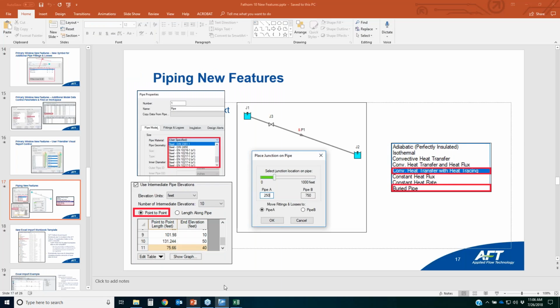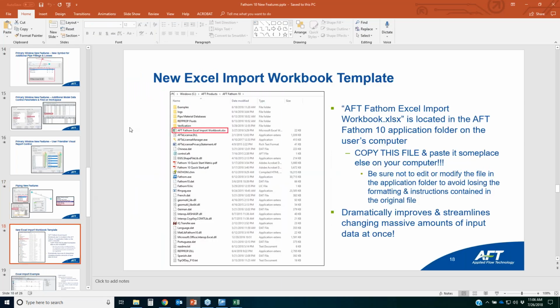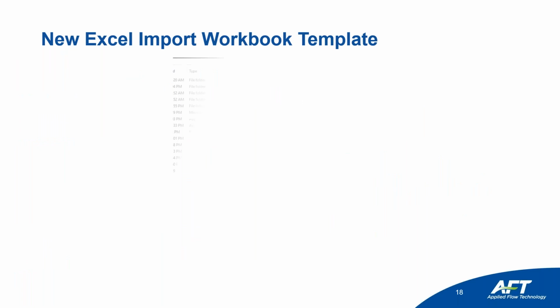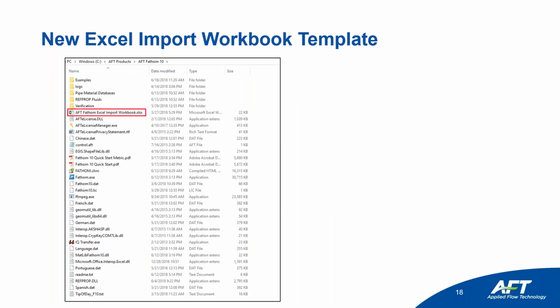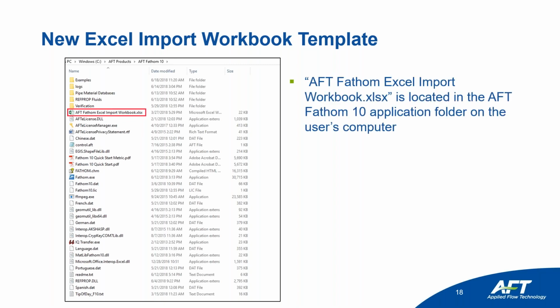All right, now we're finally getting to some really fun stuff here. New Excel importing. So you can import Excel change data just like you've always been able to, but the new thing is that there's a template available for you, which is located in the AFT Fathom 10 application folder.